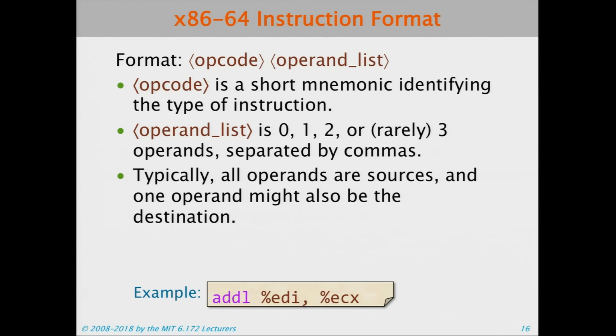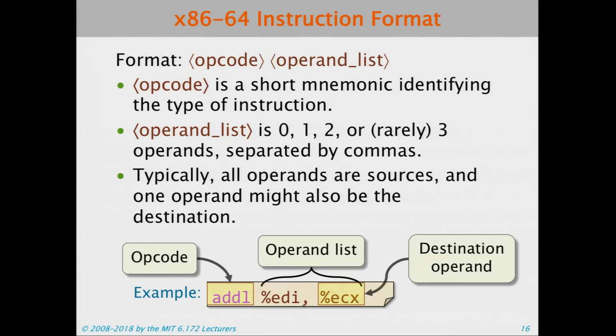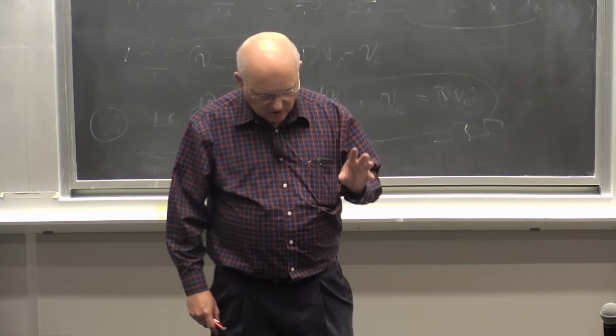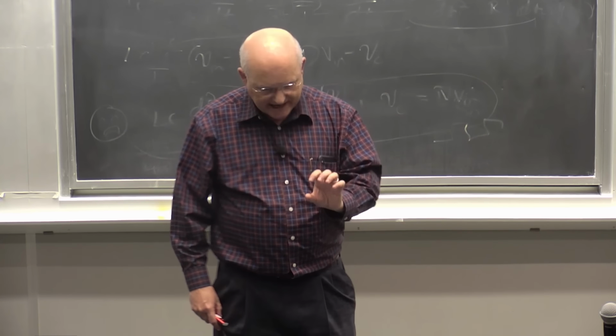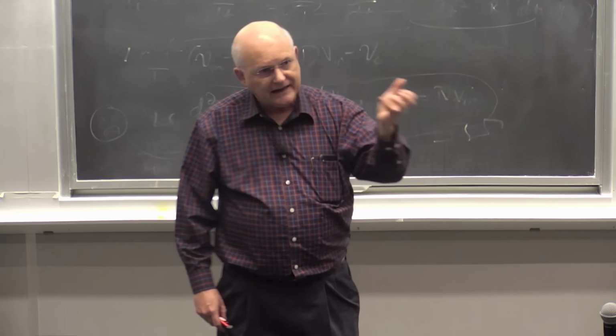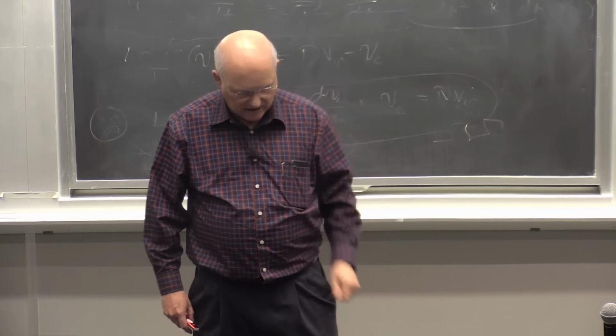Typically, all operands are sources, and one operand might also be the destination. So, for example, if you take a look at this add instruction, the operation is an add, and the operand list is these two registers. One is EDI and the other is ECX, and the destination is the second one. What's going on is it's taking the value in ECX, adding the value in EDI into it, and the result is in ECX.